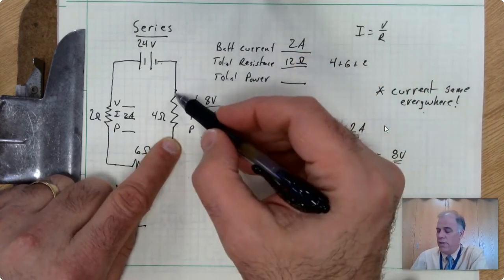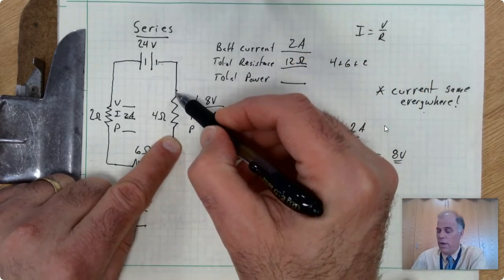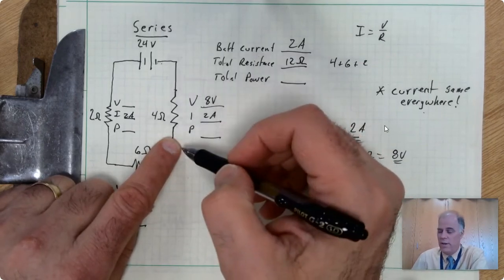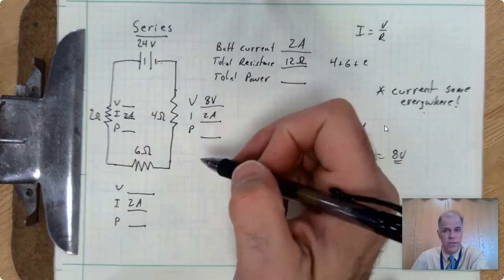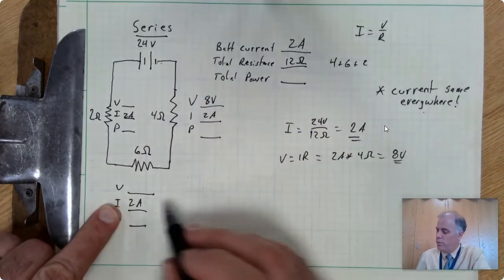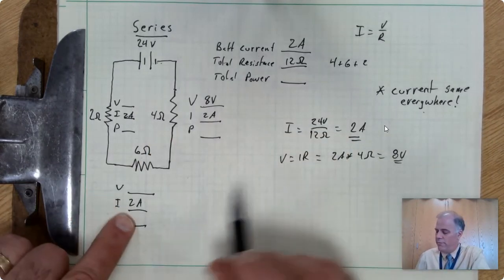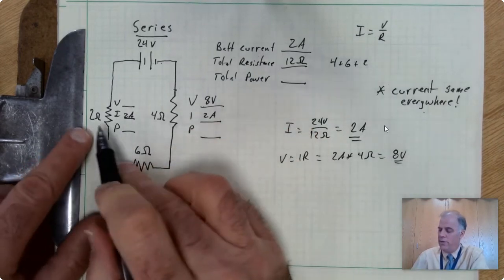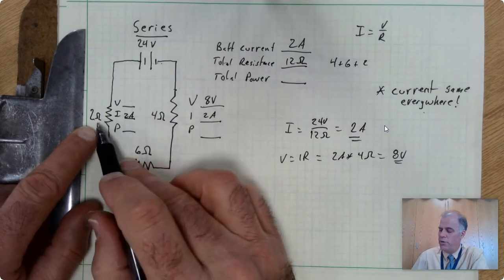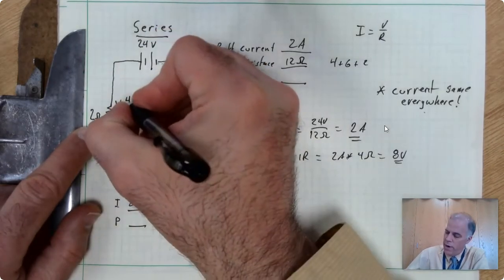And we would see that it has an 8 volt drop across this resistor. So that's what this 8 volts means. It's an 8 volt drop across this particular resistor. Now we can go down to this one here, V equals IR. So we have 2 amps times 6 ohms, which means this is a 12 volt drop. And then 2 amps times 2 ohms is a 4 volt drop.